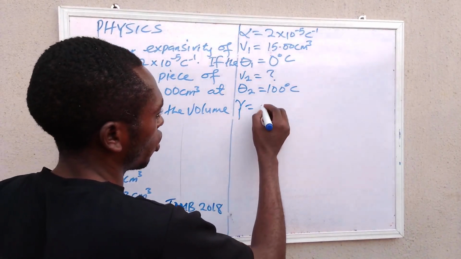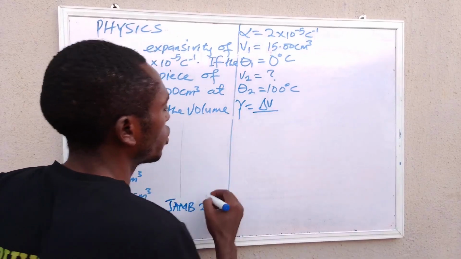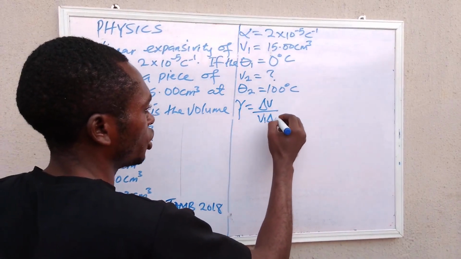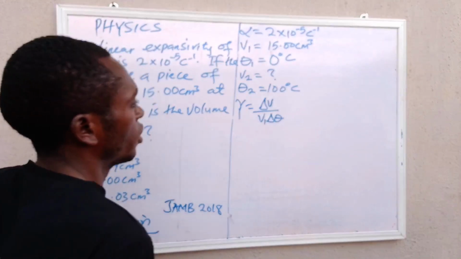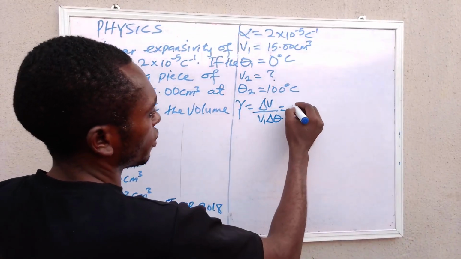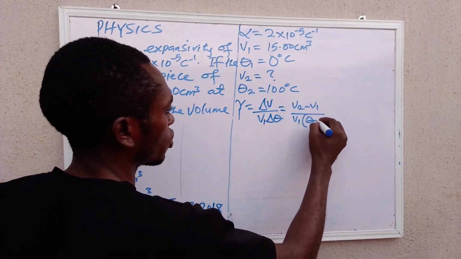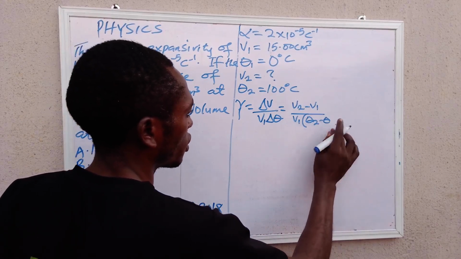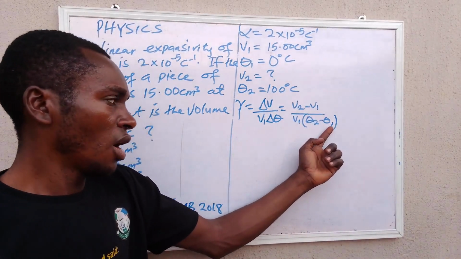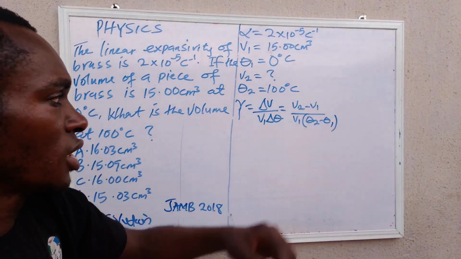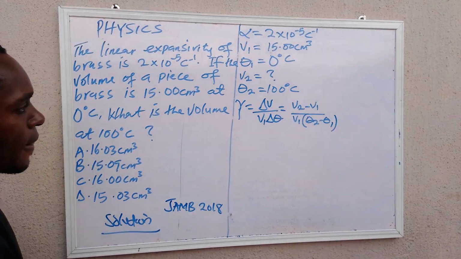It's presented as this, equals change in volume over V1 times change in temperature. This is the same thing as V2 minus V1 over V1 open bracket theta 2 minus theta 1. That is, the second temperature minus the first temperature, the final temperature minus the initial temperature, and final volume minus initial volume.